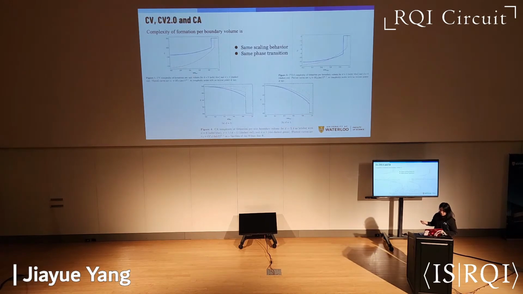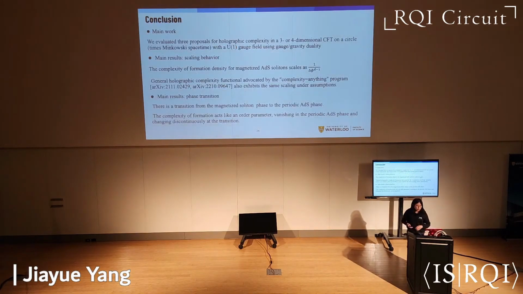Here are all the proposals put together in one slide. As we can see, they have the same scaling behavior and the same phase transition behavior. So in conclusion, we evaluated the holographic complexity for CFTs compactified on a circle with a Wilson line. For all three different proposals, we find the same scaling behavior and the same phase transition behavior. These are the common features that they all share. That's all. Thank you.